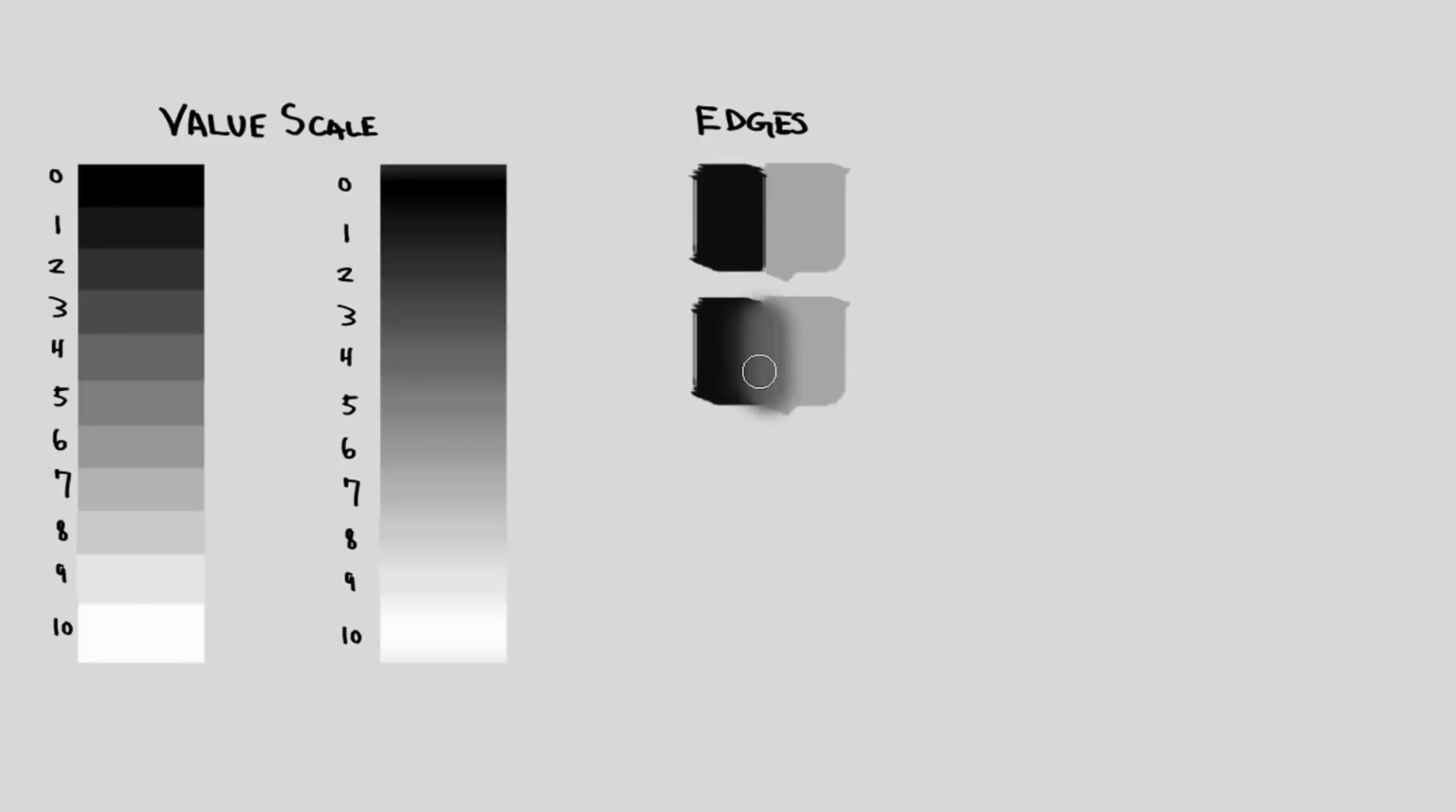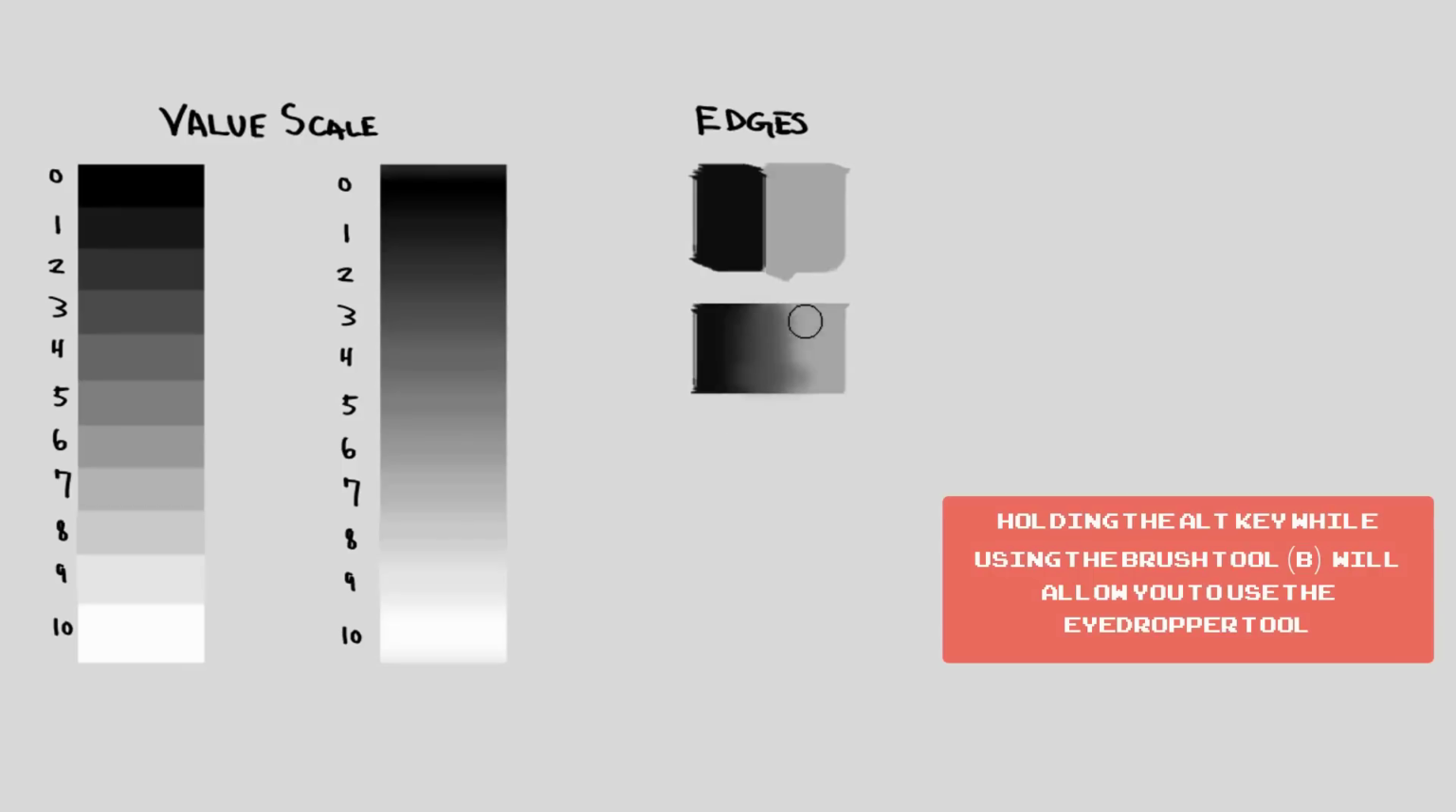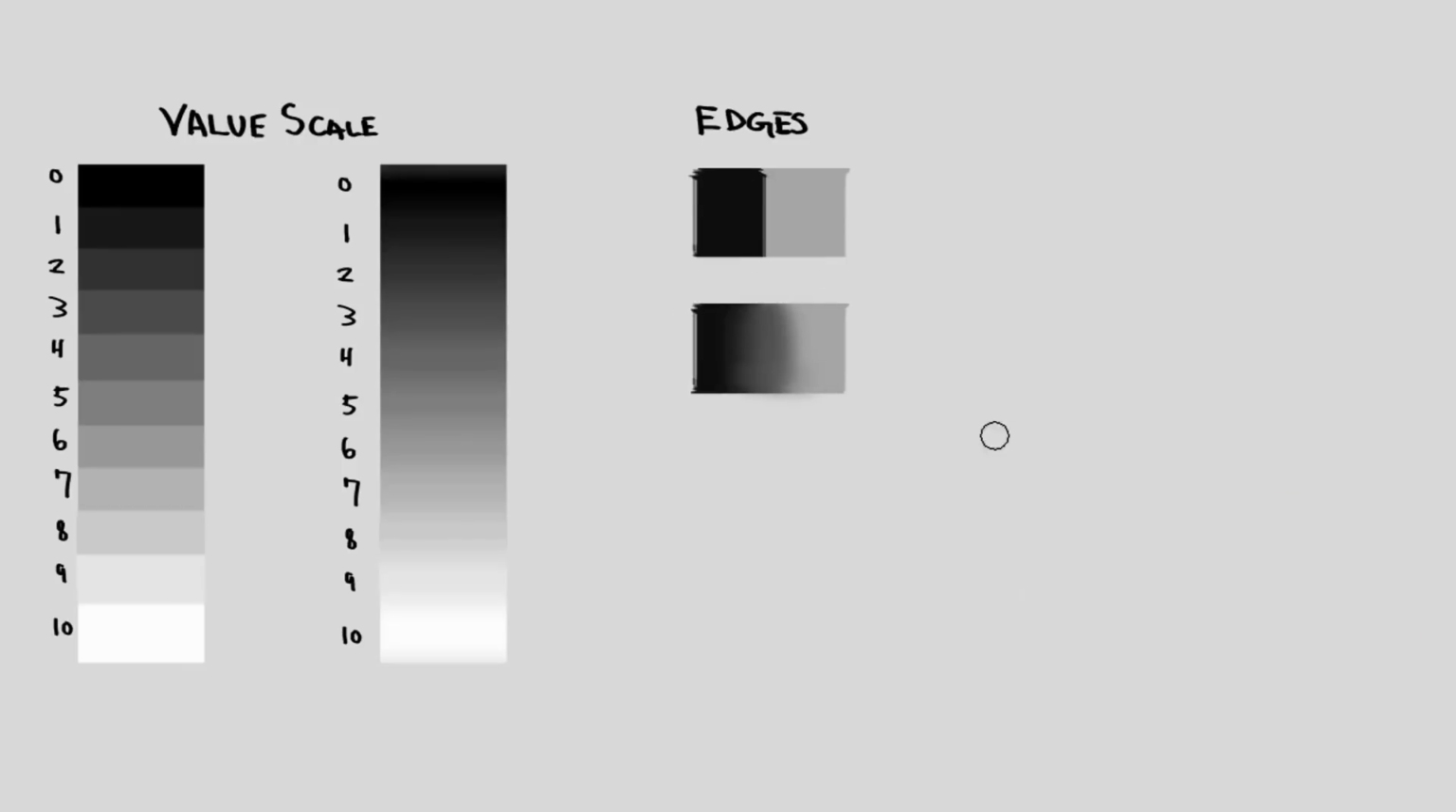A soft edge is one that transitions gradually between the two values or colors. And here I'm using the eyedropper tool to gradually smooth out that transition. Lowering the distance between these two values will make the edge appear even softer.